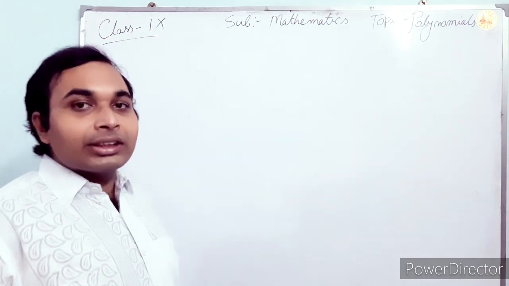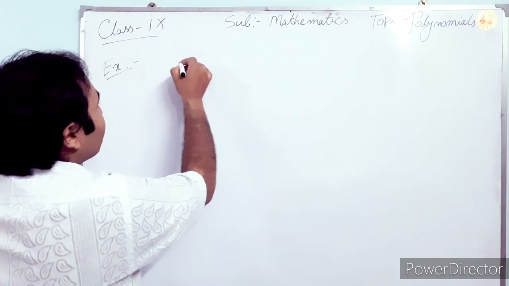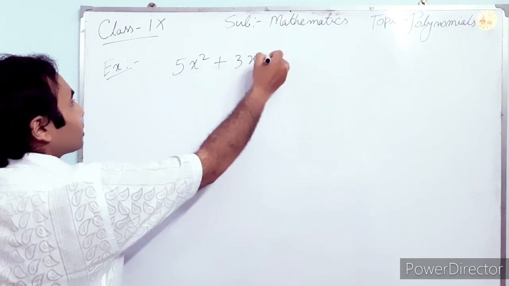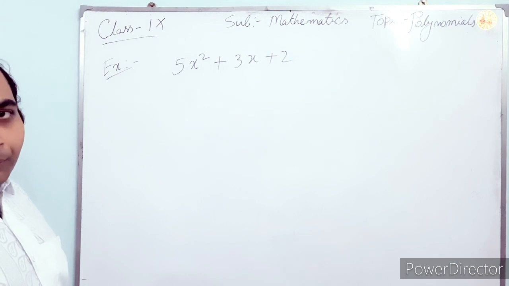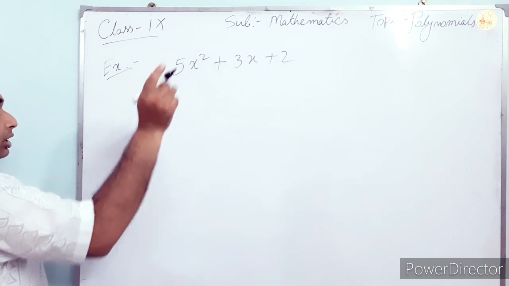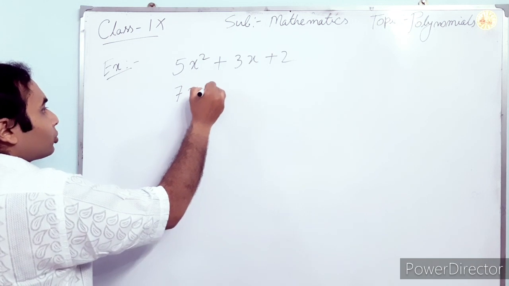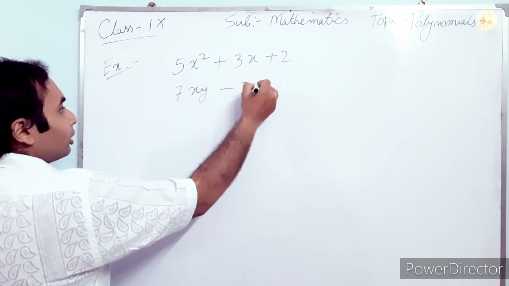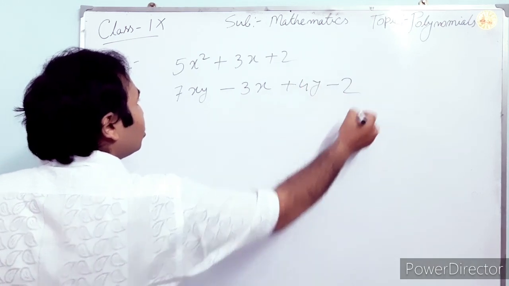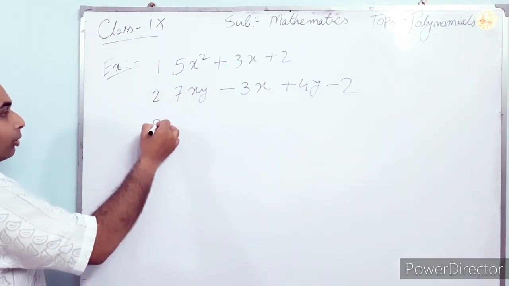Now let us see some examples of the polynomials. Example: 5x square plus 3x plus 2. This is a polynomial. Why? And I will give the counter examples also. This is a polynomial, and also we can write here 7xy minus 3x plus 4y minus 2. This is another polynomial. Number 1, number 2, number 3.